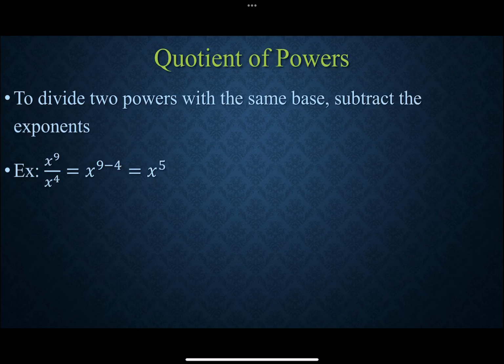Now, the quotient of powers is where we are dividing two powers of the same base. We'll subtract the exponents. So x to the ninth over x to the fourth is 9 minus 4, which gives us x to the fifth.